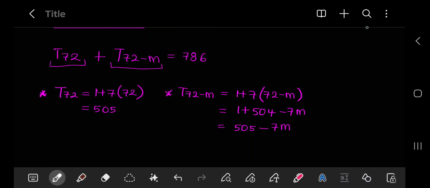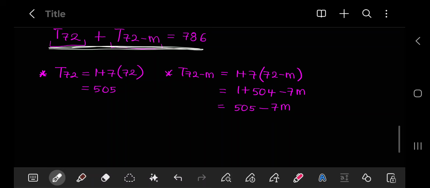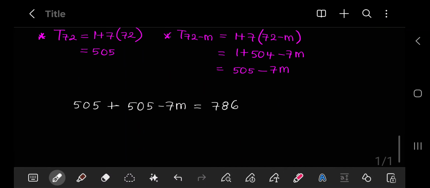And now that I know what those two terms are, I'm now going to come back to this equation. So on the left hand side, I've got 505. There is a plus. I'm replacing term 72 minus M with what it is. It's 505 minus 7M, and all of that is equal to 786. On the left hand side, we are going to gather like terms, which is going to give us 1010 minus 7M is equal to 786.